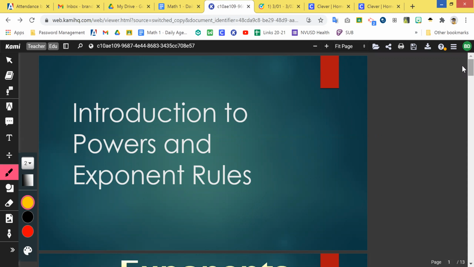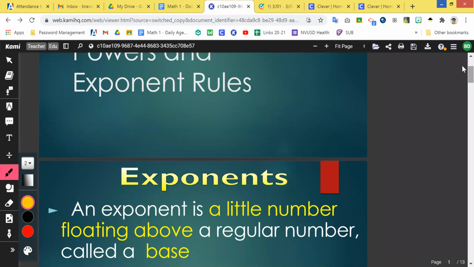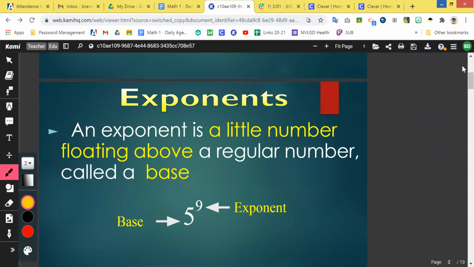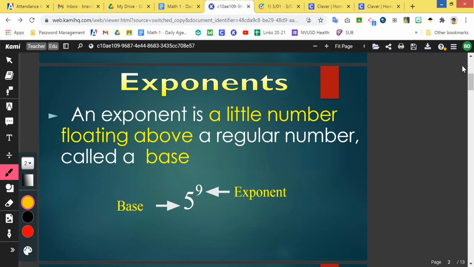Hey kiddos, today we are going to be talking about exponents and our introduction to different exponent rules. So the first thing you have to remember is that an exponent is that little number that's floating on top of the regular number, which we call a base. Okay, so here you have a base of 5 and your exponent is 9.